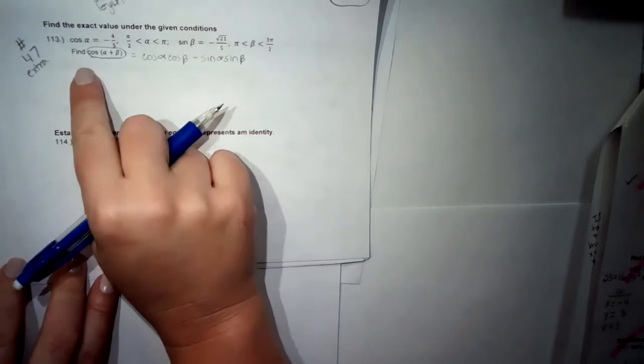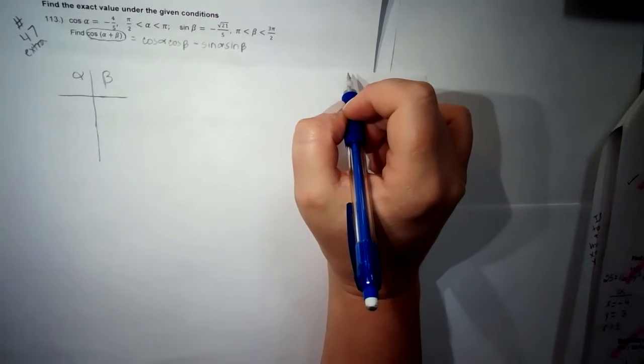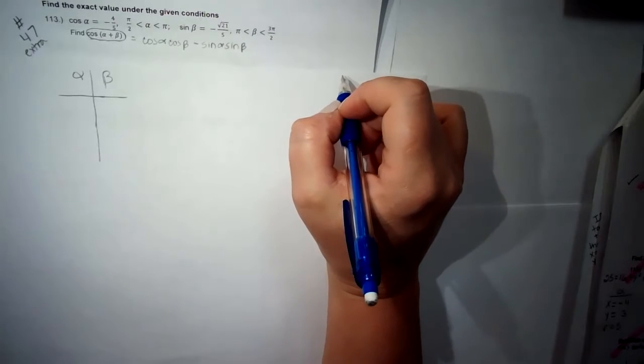Okay, so what we have here, I wish I had more room on here for you. I don't really have a lot of room, so what I'm going to make is a little chart for alpha, and then a little chart for beta. So maybe over here on the side somewhere you can make it. I'm just doing it so I have big enough room.